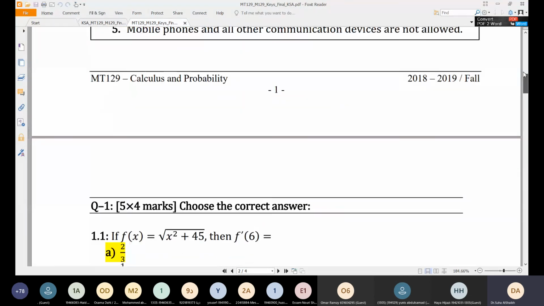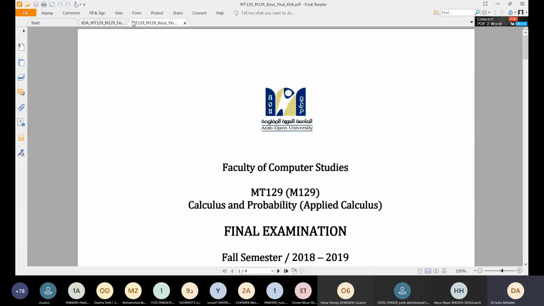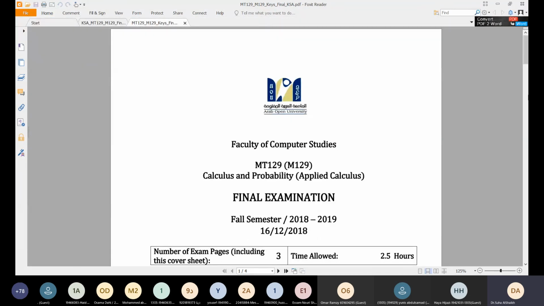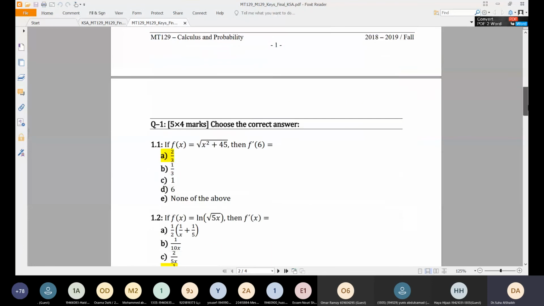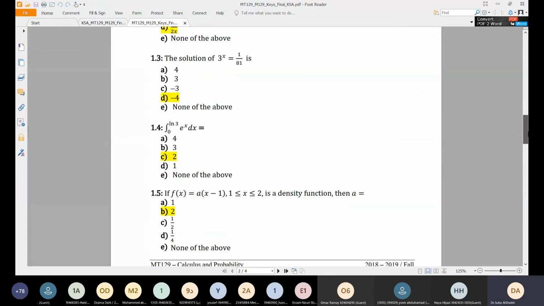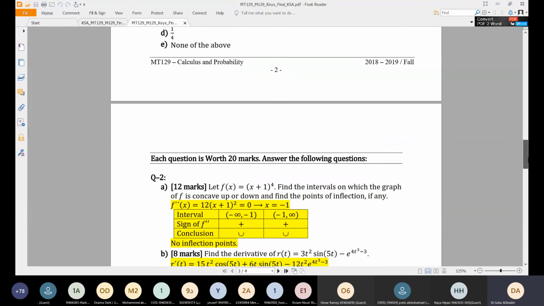I'm sharing one final exam with you. Since you asked me about the final, let me show you one final exam. The final exam usually has multiple choice questions. Usually there are 5 multiple choice questions.